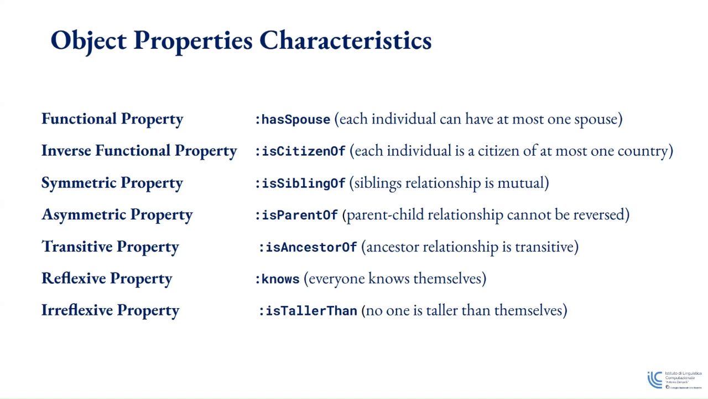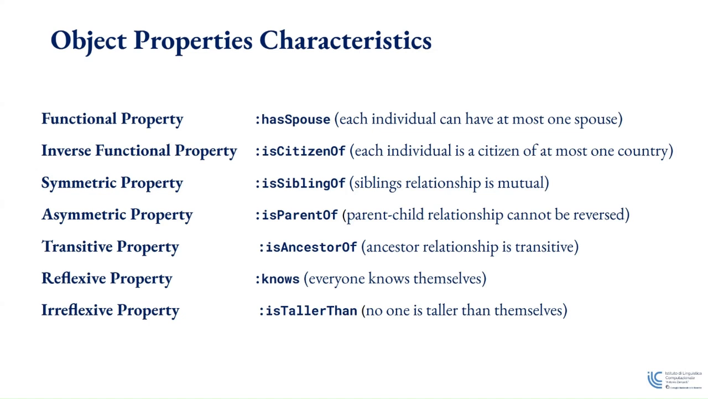And then we have transitive property. For example, is ancestor of, or, from a linguistic point of view, the synonymy relation is a transitive property, because if A is synonym of B and B is synonym of C, A is synonym of C. So it's transitive from a linguistic point of view. From a conceptual point of view, we have, for example, is ancestor of. And then we have knows. This is a reflexive property. So, for example, everyone knows themselves. And an irreflexive property is taller than. No one is taller than themselves.